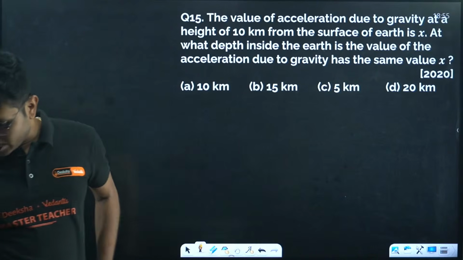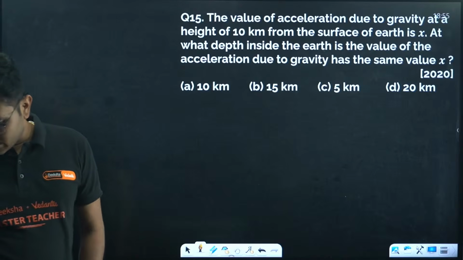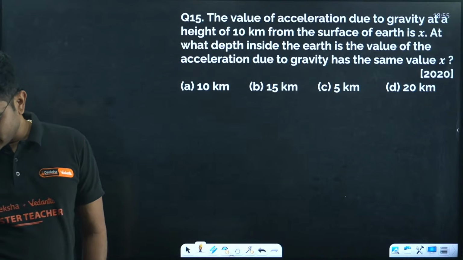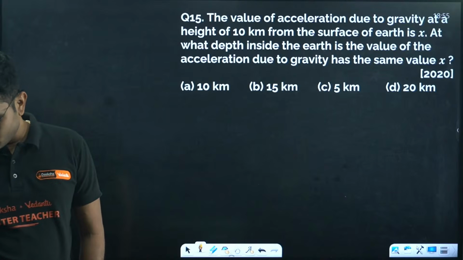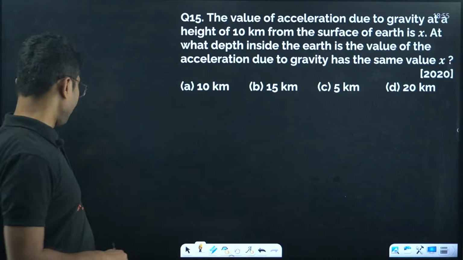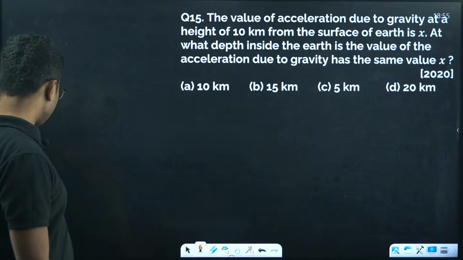If you have any doubt, you can ask her. T square equals 4 pi square a cube by GM. This is the formula sir used for question number 10. Question number 10. What was question number 10?